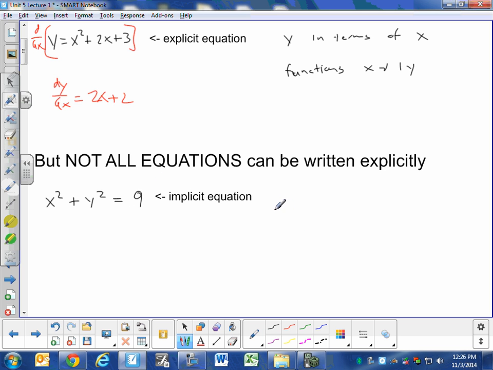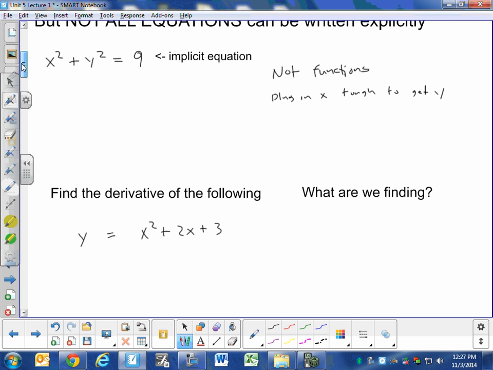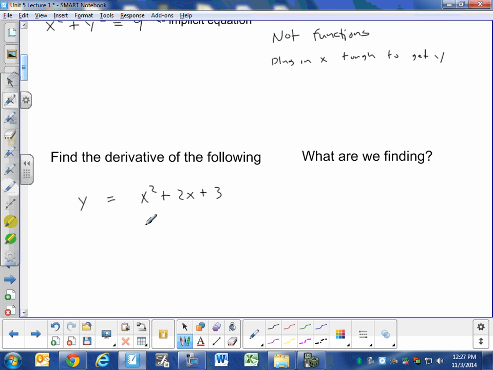Now, typically these are not functions. And if I plug in an x, I'd have to do some work to get a y. And the derivative, we'll get to it. But let's go back to this one. When I ask you to take the derivative of this, what are we finding? Mr. Brewer, what are we finding? Yeah, we're finding y prime, which is the same as dy dx.